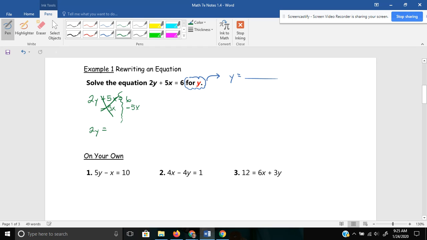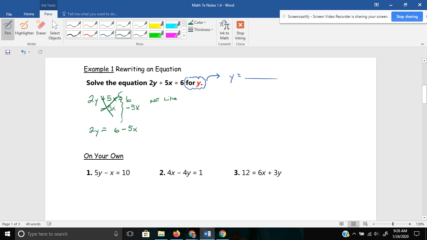Now, a common mistake I see is students try to take 6 and subtract 5, and then they'll say, okay, 6 minus 5 is 1x. Well, remember, 6 and 5x are not like terms. This 6 does not have an x with it, so you can't subtract. You just have to rewrite this as 6 minus 5x. That's all we can do.